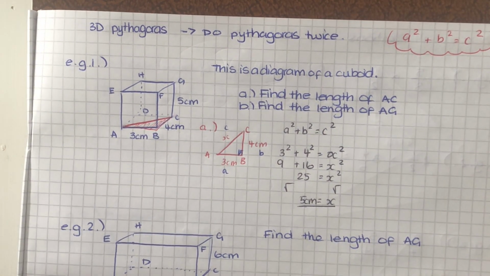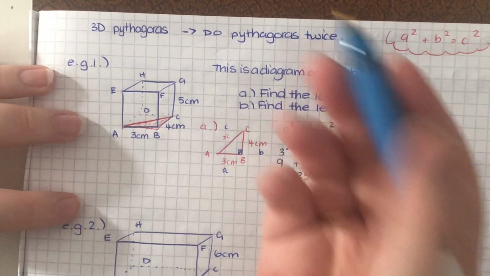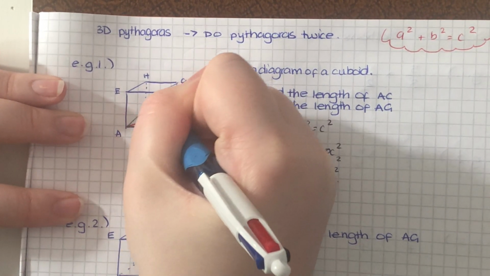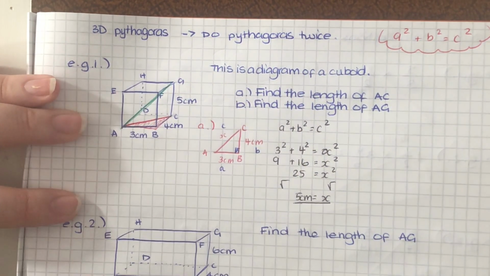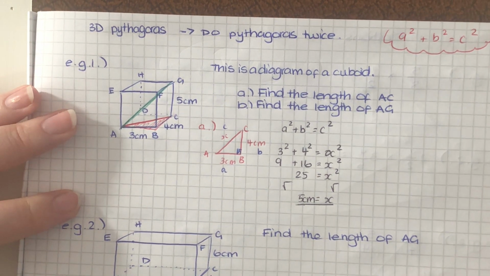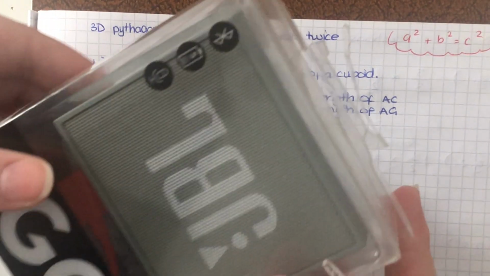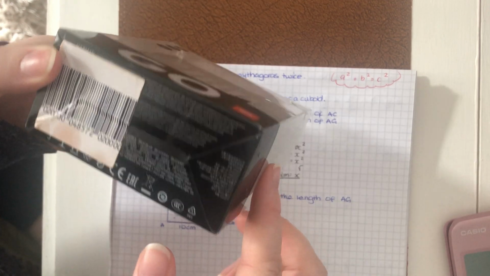Now part B is actually where the 3D comes in. So we're trying to find the length AG, so I'm going to do this in green. So AG is going along here. Now this is going straight through the centre of the cuboid, okay? So again, coming back to my speakers, I'm going to just zoom out a little bit. Okay, so with the speaker, this is just a cuboid box.